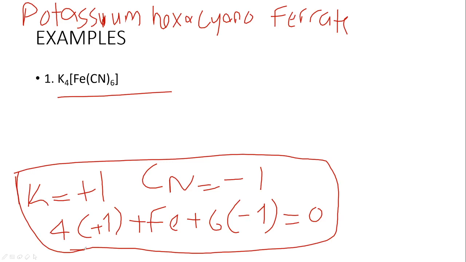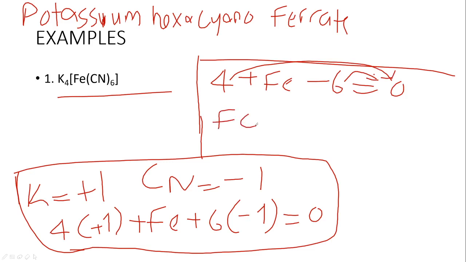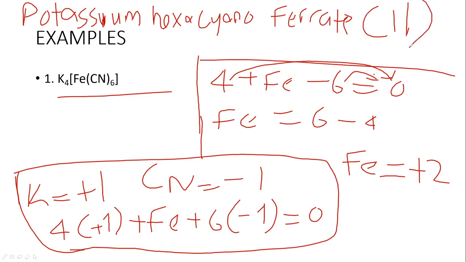Now I'm going to the top to continue my calculation. Let me put it in a box. Now we have 4 plus Fe minus 6 is equal to 0. So this goes here. This also comes and joins the party. And we have Fe is going to be equal to 6 minus 4. And then the oxidation number of iron turns to +2. I told you, you have to write the oxidation number in Roman numerals. So we have iron (II).